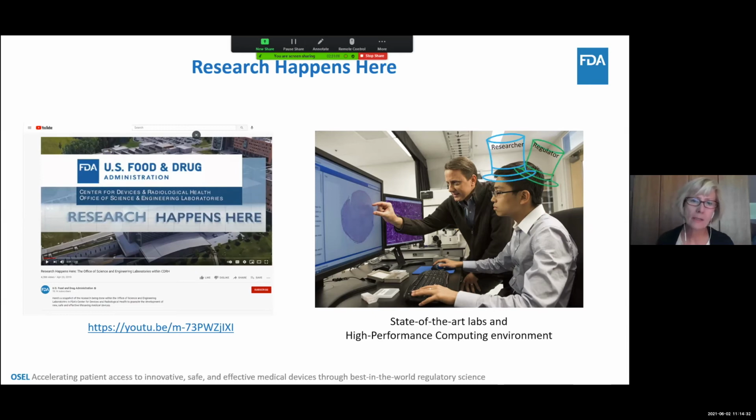So our scientists wear two hats at the same time. We are researchers. We serve on teams as regulators, providing expert advice to the regulatory decision-making process, provide input, and often lead the development of guidances and policy.